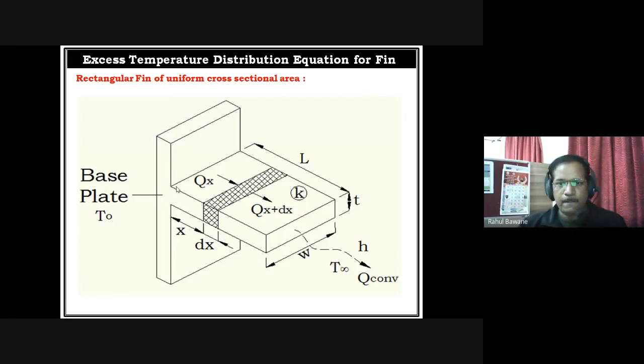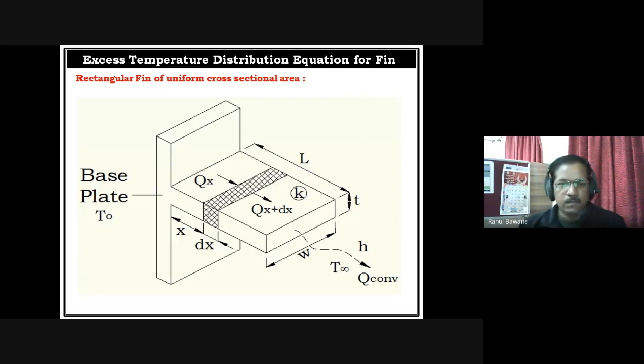Now in this, the height or length of the fin is L, the thickness is T, and this is the width W. We are providing these fins to extract heat from this base plate, which is at T naught. So when heat is transferred from the base plate to the fins, the whole surface area is actually working to dissipate heat to the surrounding fluid.